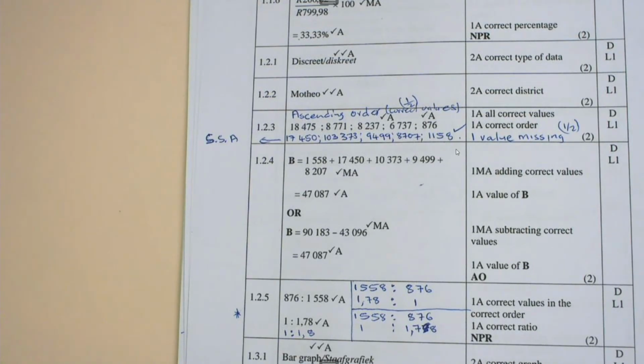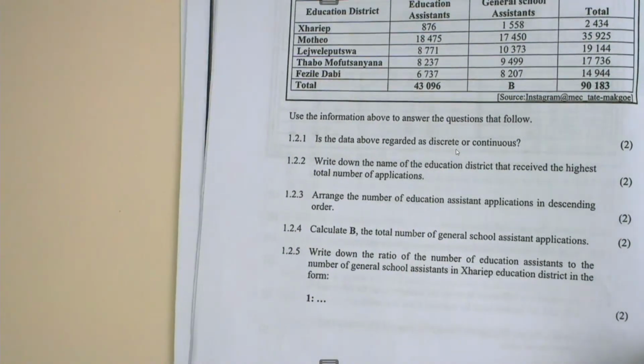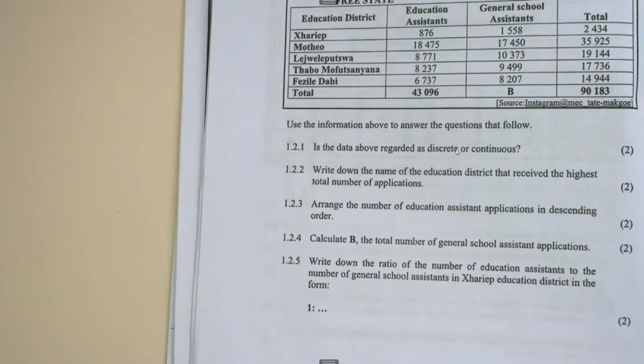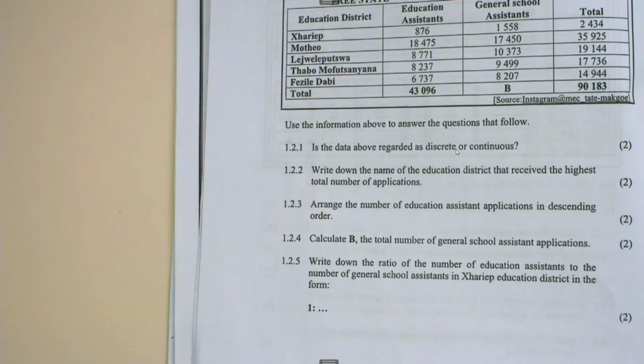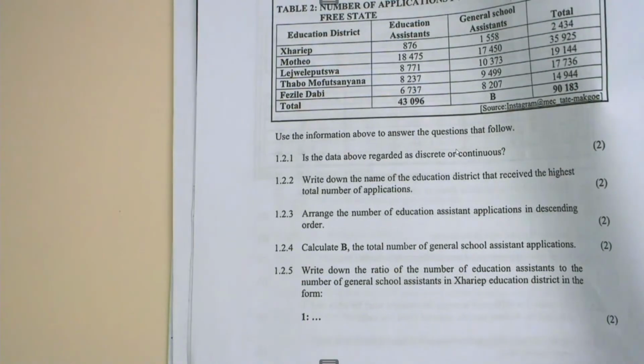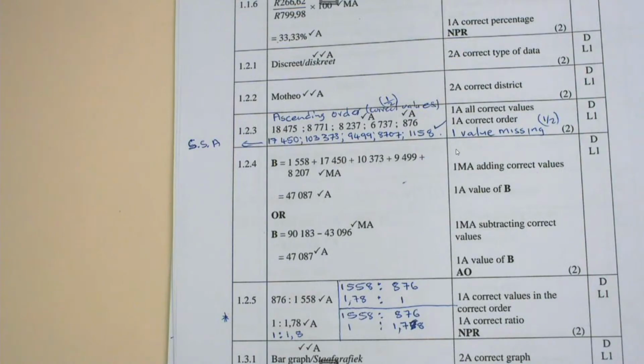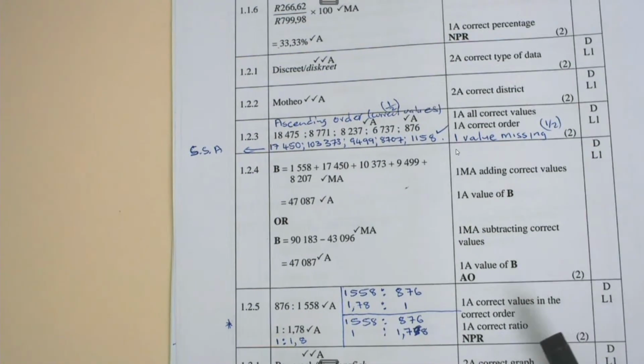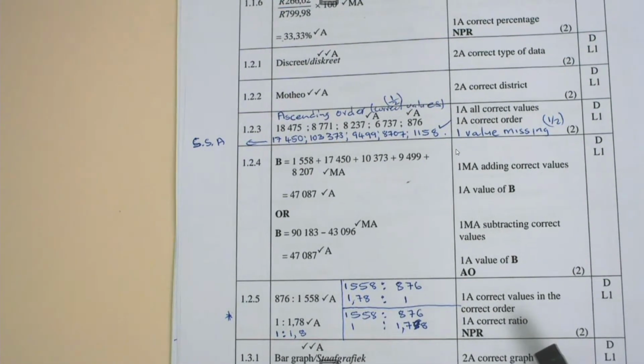Right, moving on to 1.2.3. It says, arrange the number of education assistance applications in descending order. Descending order is from highest to lowest. Now let's look at the memo or marking guideline.